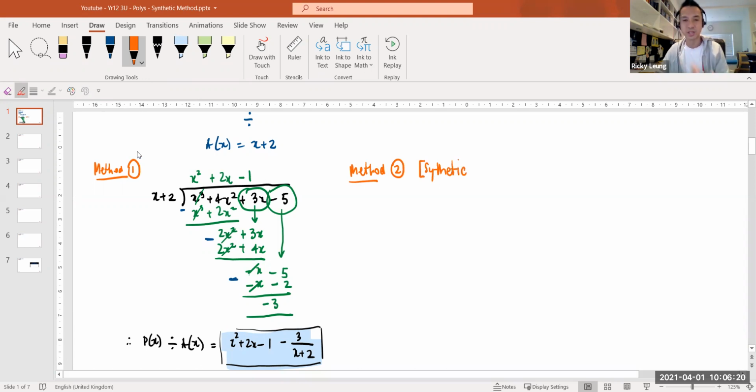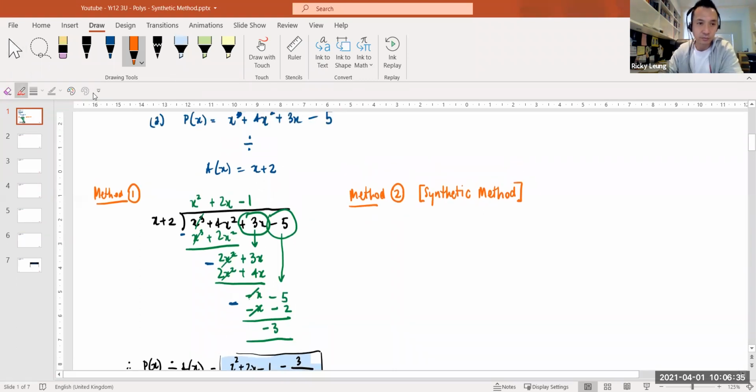So whenever you hear synthetic division, I just spelled that wrong, didn't I? Synthetic method. Whenever you hear synthetic division or synthetic method, they refer to this really neat, quick way of doing it. So this is the process.